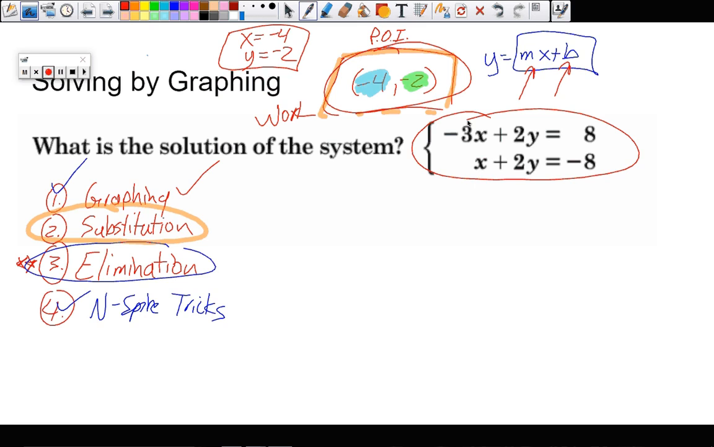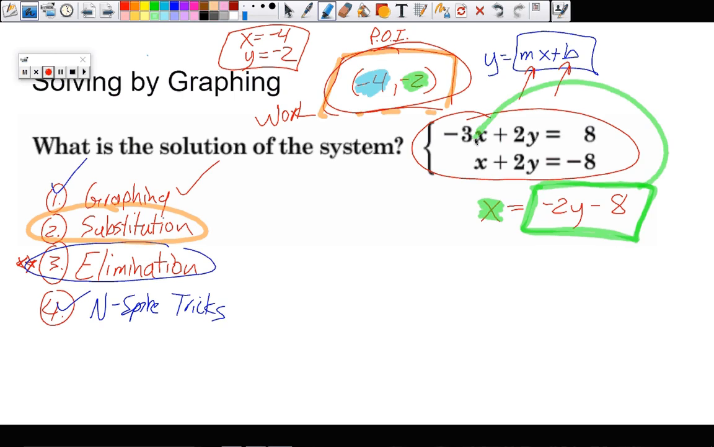The second one. Let's get x by itself. So the second one I can say is negative 2y minus 8. I just got x by itself. And it's this right here. You with me? Now what I'm going to do, just like I said, I'm going to sub in from this equation what x is equivalent to, but into the other equation.